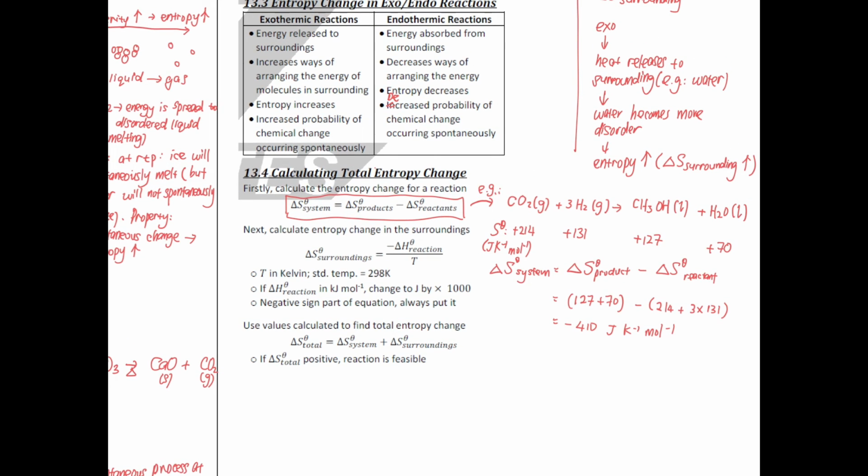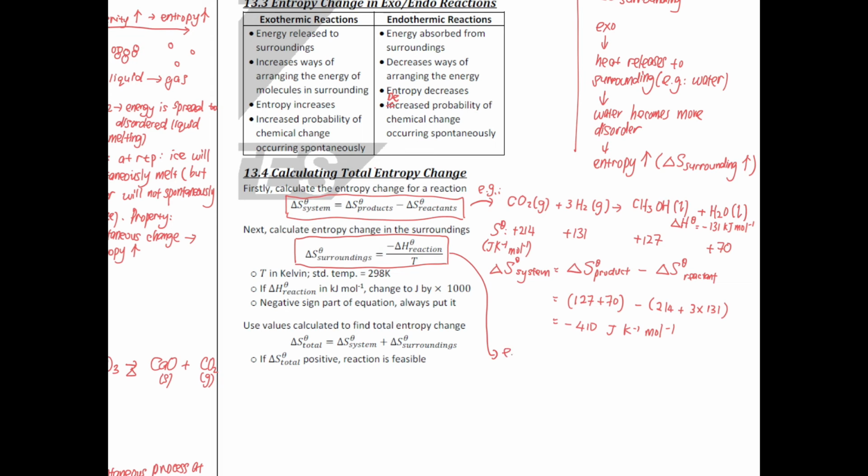Okay, same example again. For this equation, we already know how to count the entropy change of the system. Now I put one more piece of information. The standard enthalpy change is minus 131 kilojoule per mole. Per mole. Okay, so with this information, let's see how we use the formula here, this second formula.